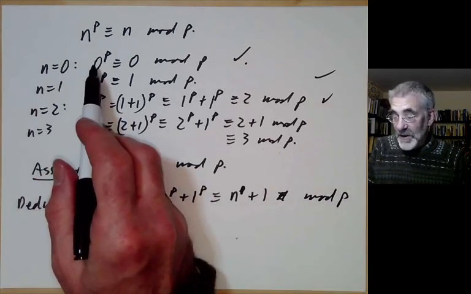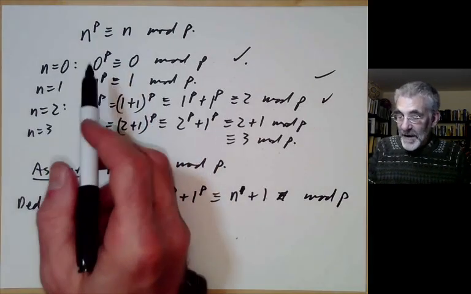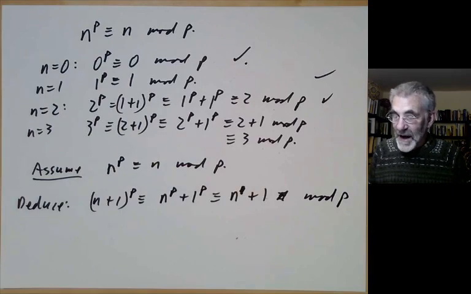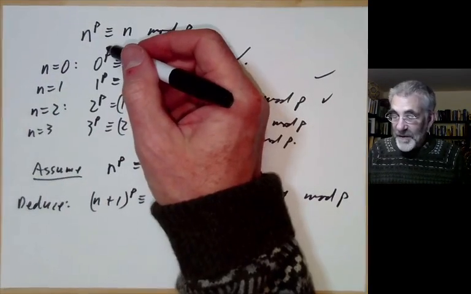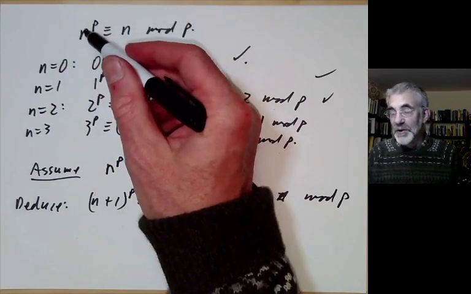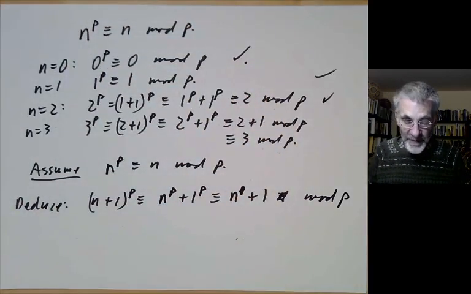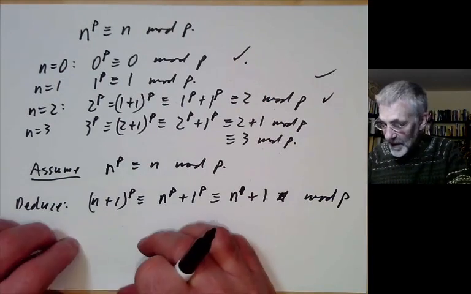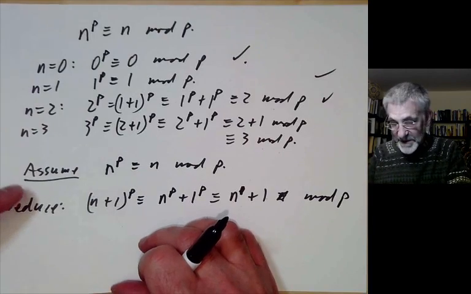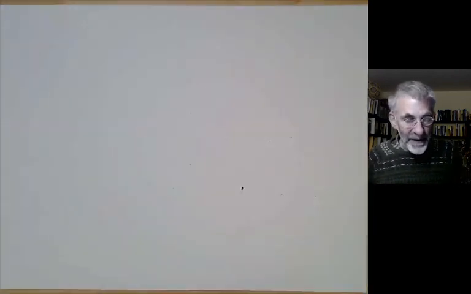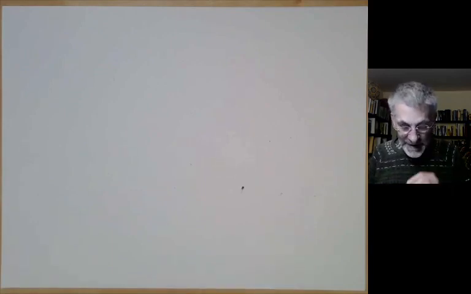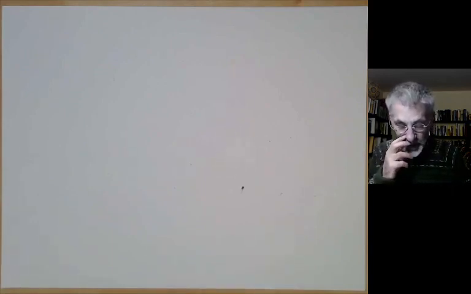So it's correct for 0, and if it's true for number n, it's true for n plus 1, so it's true for all positive integers. And if you like, you can prove it for negative integers either by working backwards by induction or noticing that any negative integer is congruent to a positive integer modulo p. So that's the first proof of Fermat's theorem. We'll be having another proof in a few lectures' time, which is actually maybe a slightly neater proof.